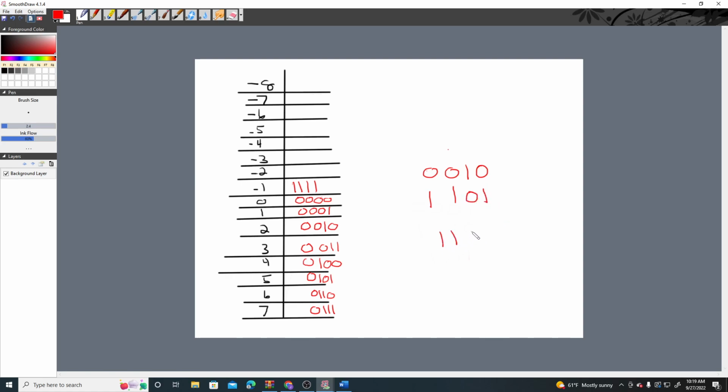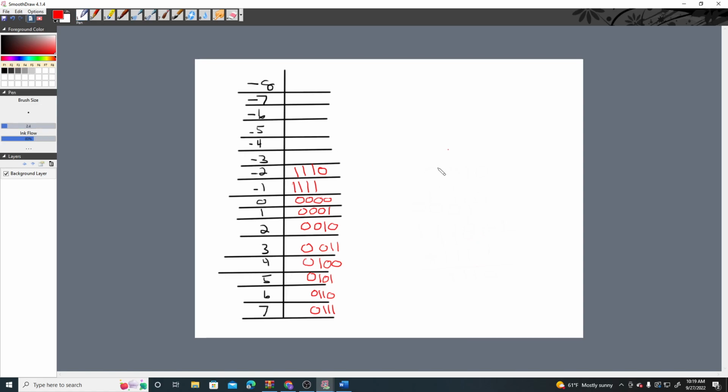So 1, 1, 0, 1 plus 1. 1 plus 1 is 10. So we put a 1 here, we put a 0 there. 1 plus 0 is 1, 1, 1. Right? So 1 plus 1 is 2, right? So 10 is 2. So we get 1, 1, 1, 0. So negative 2 is 1, 1, 1, 0. Again, when we flip the bits, that's the 1's complement. And then when we add 1, that's 2's complement. All right? So let's go ahead and do the next one.